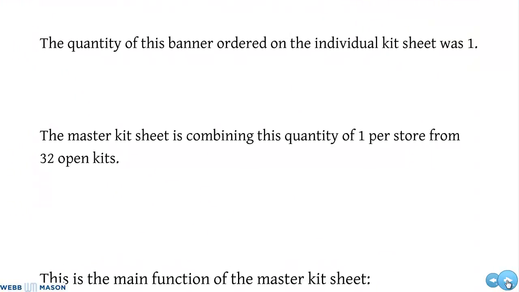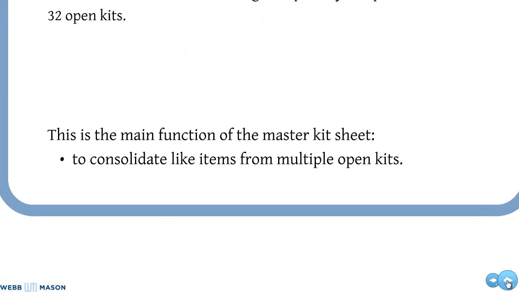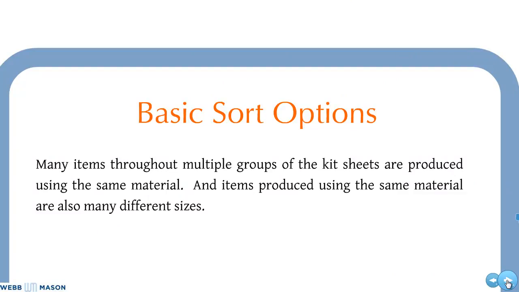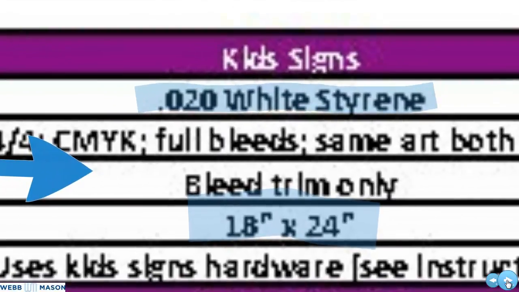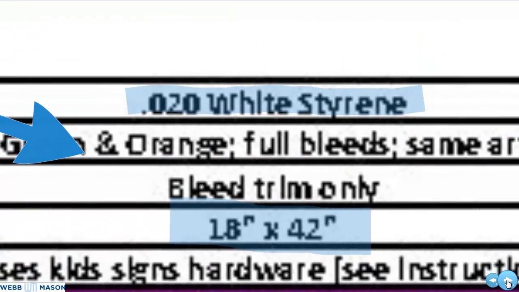But the master kit sheet is combining this quantity of 1 per store from 32 hypothetically open kits. And this is the main function of the master kit sheet, to consolidate like items from multiple open kits. Many items throughout multiple groups of the kit sheet are produced using the same exact material, and items produced using the same exact material are also on many different sizes. Here's an example. We have a kid sign on 0.02 white styrene produced at 18 inches by 24 inches, and the same material at 18 by 42 with different art.